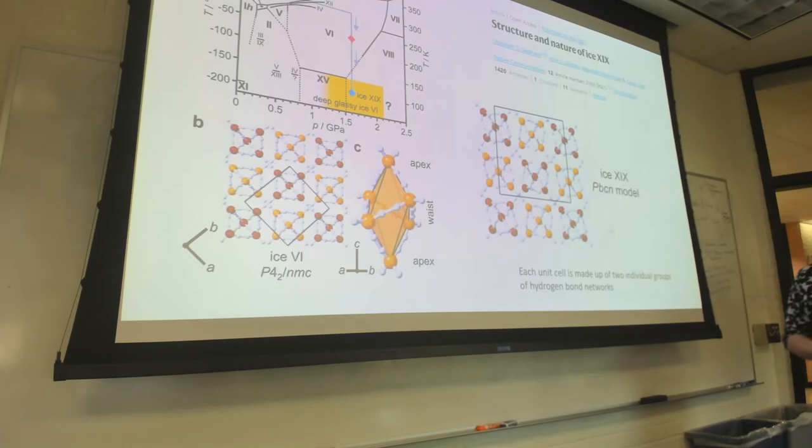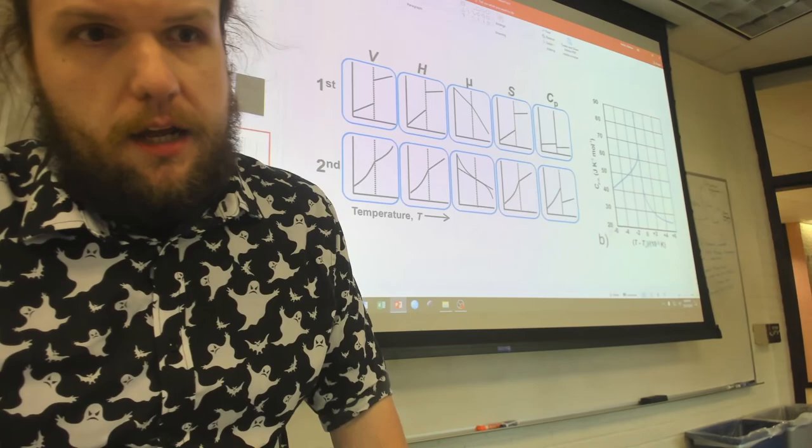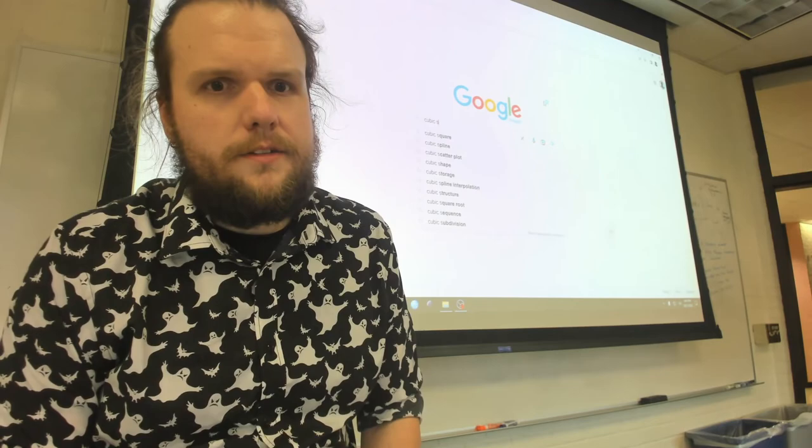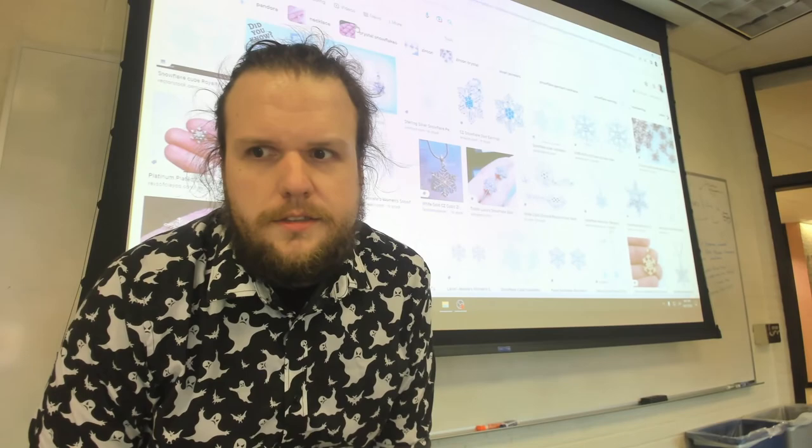Okay, let's see if I have any more pretty pictures for you. I don't think I do. You want to look at some? Here, let's just look it up. Let's see if we can find some cubic snowflakes, actually. I've never looked for that before. Cubic snowflakes of water. I don't think anyone's ever made them before. No, maybe not.